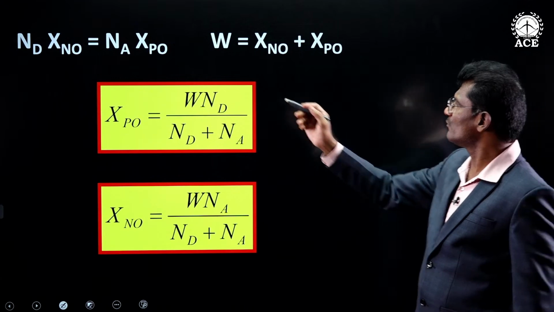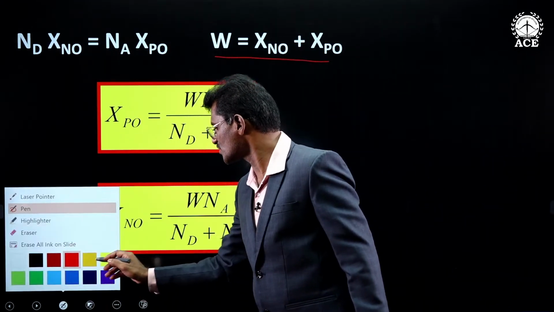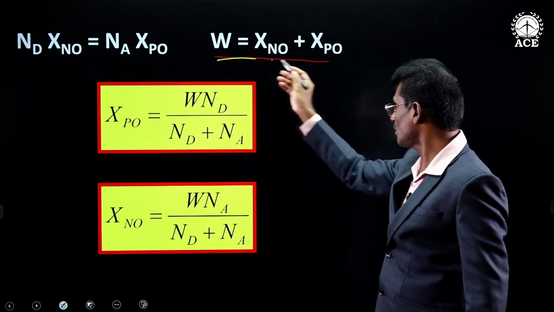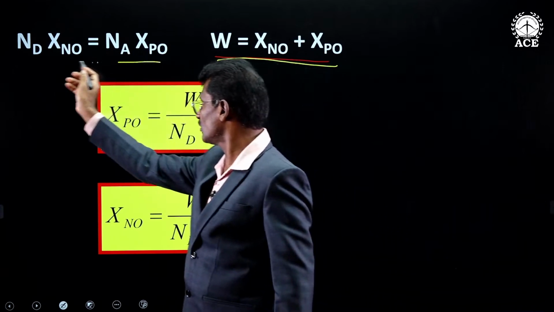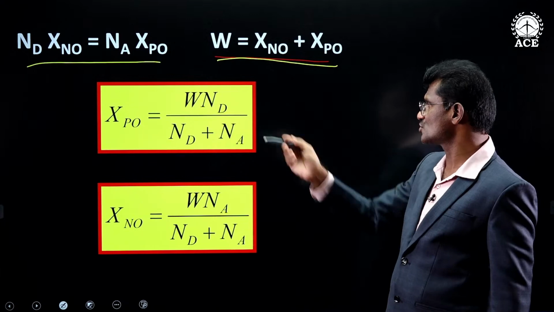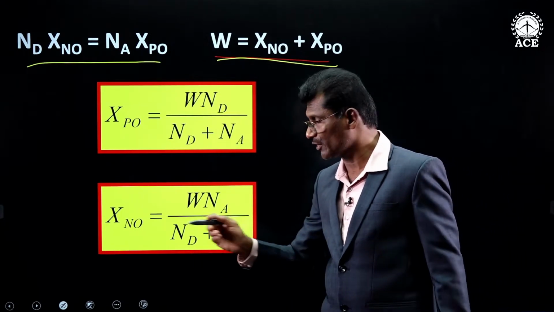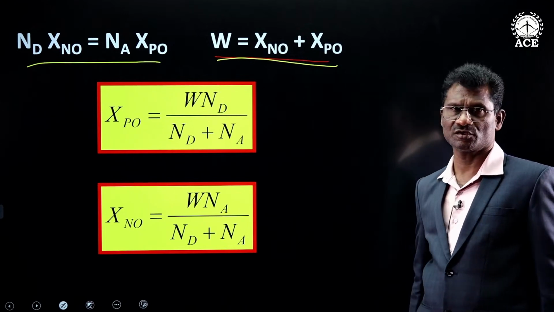Now, we already gave one equation, W equal to Xn0 plus Xp0. Just now we have derived Nd Xn0 equal to Na Xp0. Using these two equations, we can derive two more equations. That is, the equations for Xp0 and Xn0.